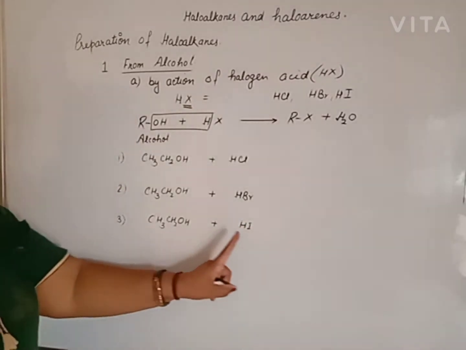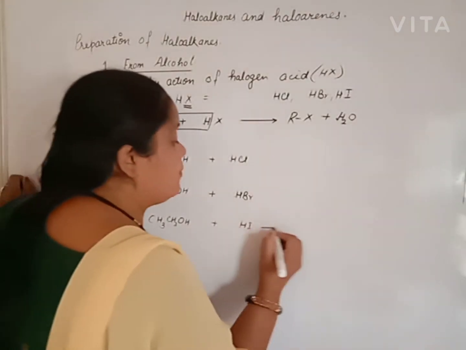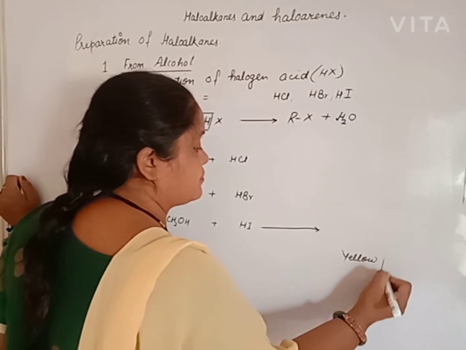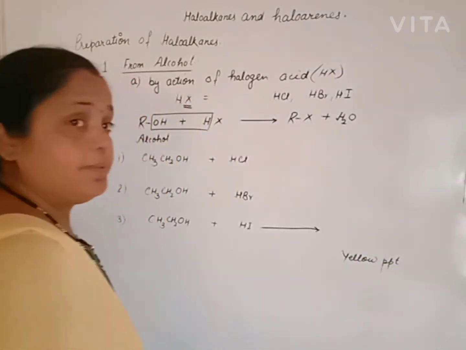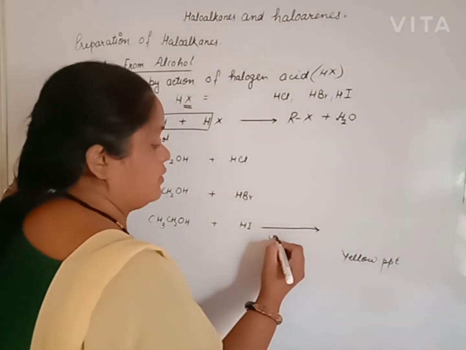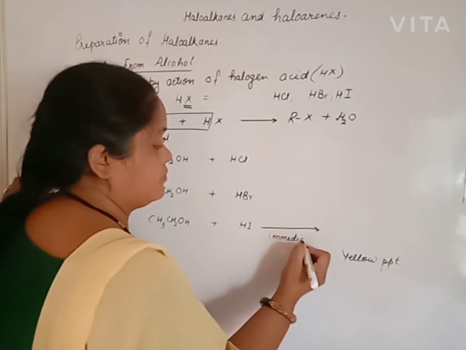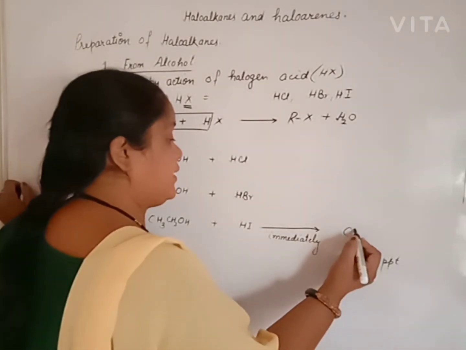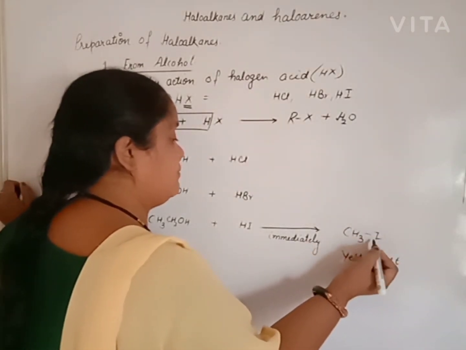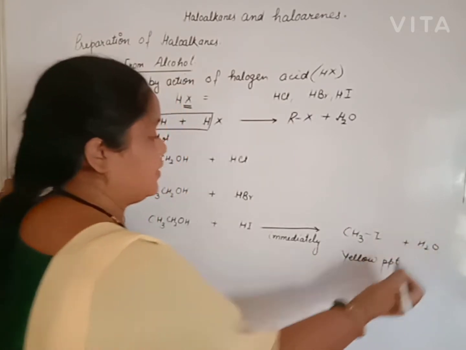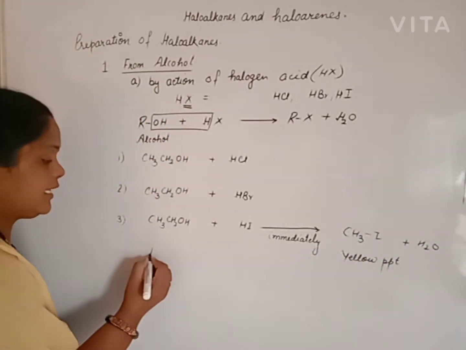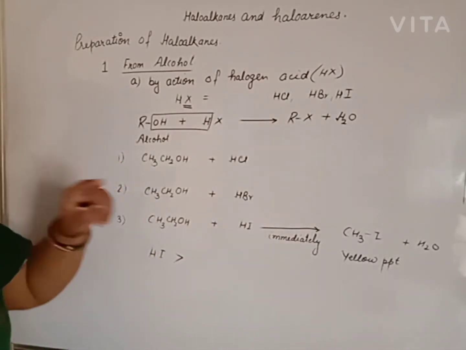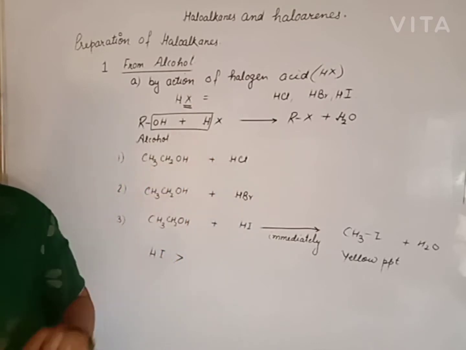As we add hydroiodic acid, yellow precipitates form immediately. This means HI is more reactive, and it gives iodoalkane. On this basis you will say HI is more reactive towards alcohol as compared to the other two. Out of these two, which one is more reactive?